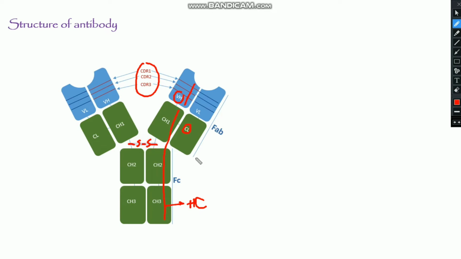And this part is also known as the Fc part, that is the fragment constant part, and this part is known as the Fab, or fragment antigen binding part.